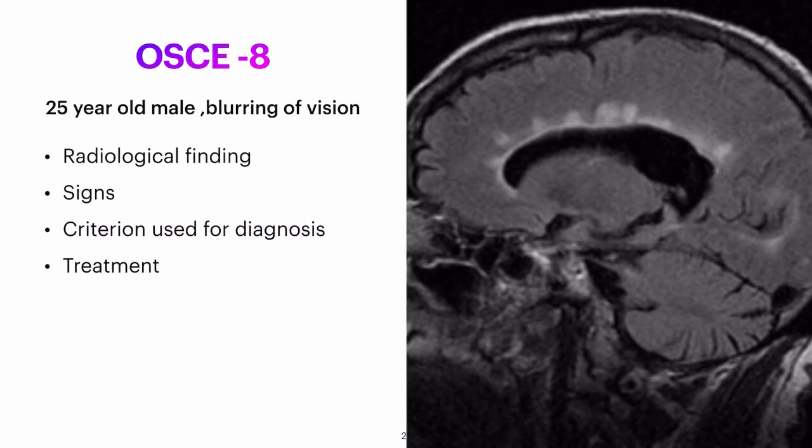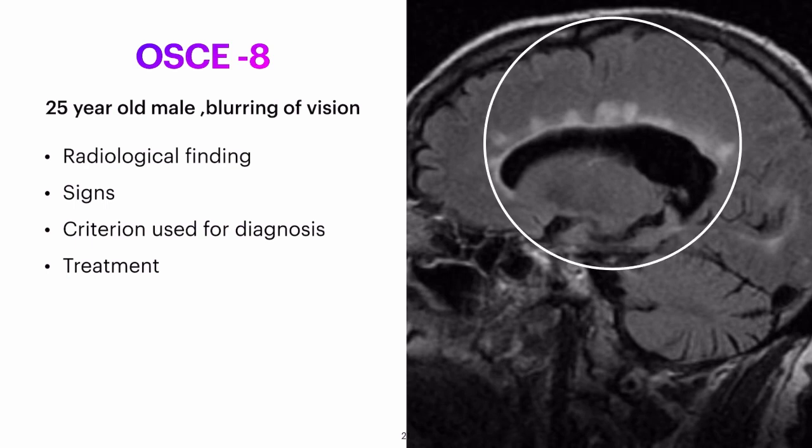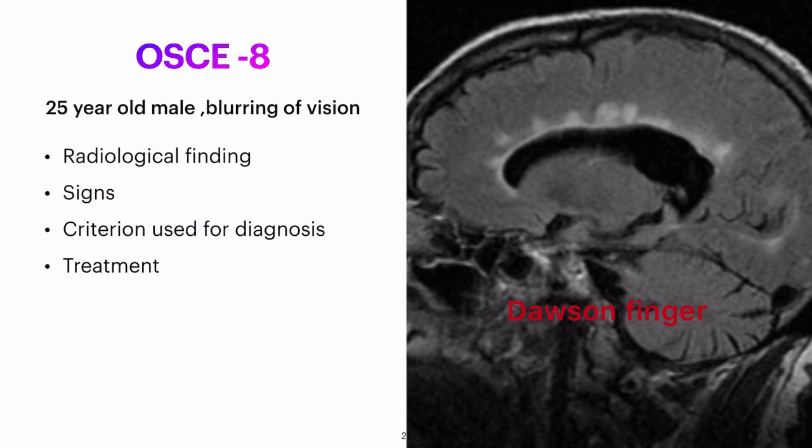Then a young patient came to you with a complaint of blurring of vision and headache. This was the second or third episode. You get an MRI of the patient. The scan is presented to you. You have to know the radiological findings, name the signs, the criteria used for the diagnosis in this patient, and treatment.